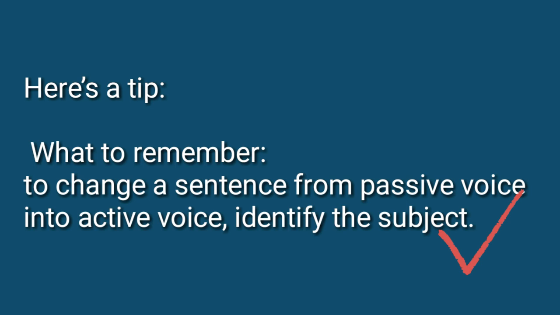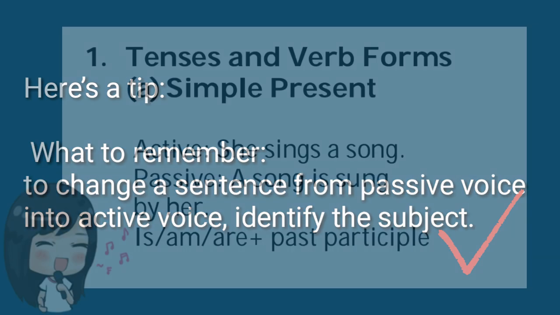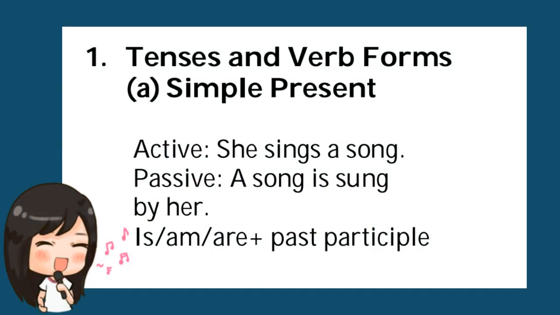We can look at each tense form, starting with simple present tense. This is a sentence given in active. She sings a song. She is the subject. Sings is the verb. It is in simple present tense. So the sentence is she sings a song. We should change that sentence into passive voice. And the sentence became a song is sung by her.